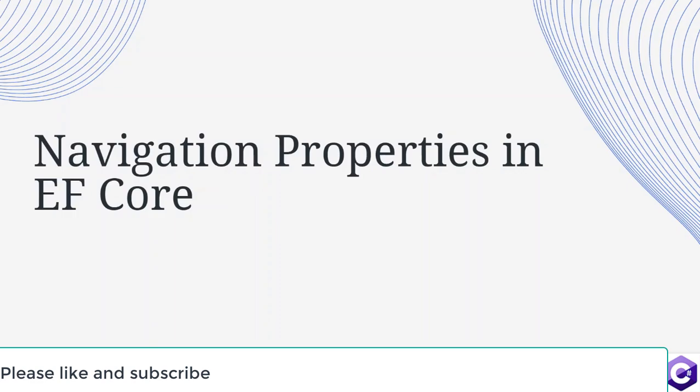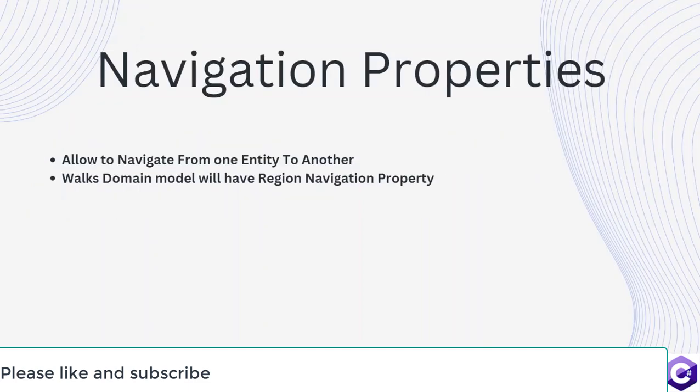In this lecture, we will learn about navigation properties and how we can use them to fetch related data from the database. In Entity Framework Core, navigation properties are properties that allow us to navigate from one domain model to another, or from one entity to another in a relational database. Navigation properties are defined as properties in a C# class that represent a relationship between two entities.